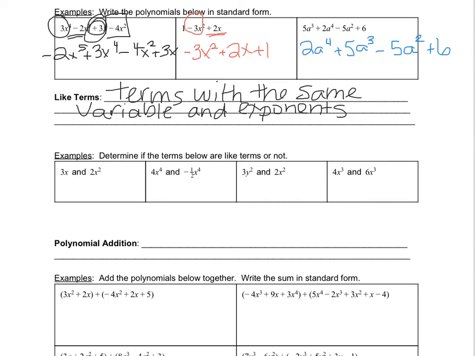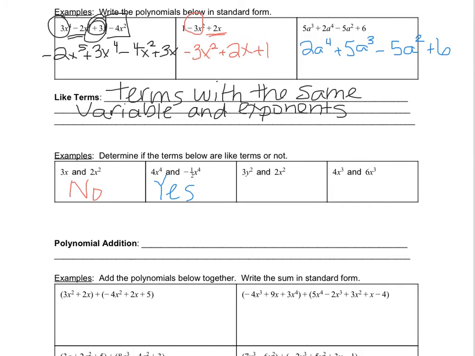So we're going to look at some examples and determine if the terms are like terms or not. So this first example, we have 3x and 2x squared. But because they do not have the same exponent, these are not like terms. The second one, 4x to the fourth power and negative 1/2 x to the fourth power, these are like terms because they both have an x and they both have an x to the fourth power. So the variable and the exponents are the same.